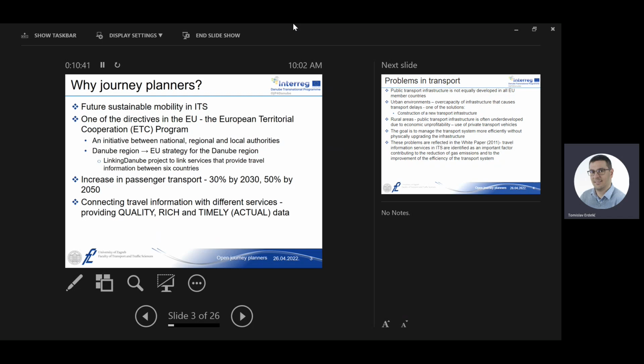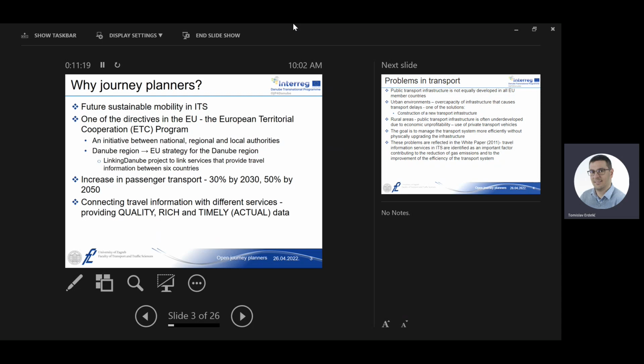Strategy for the Danube region to improve the travel information in this region. For example, Croatia is part of this region because there is a small part of the Danube River that covers Croatia. Yeah, in Romania there is a large part. So that's why we are part of the Danube region, and that's why we entered this project: we are in the Danube region, not as much as you, but just a small part.